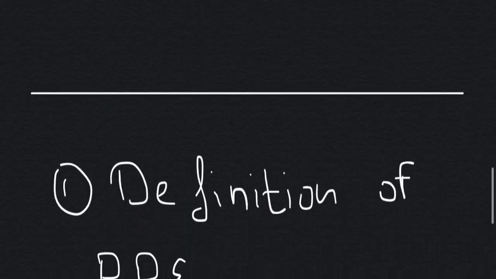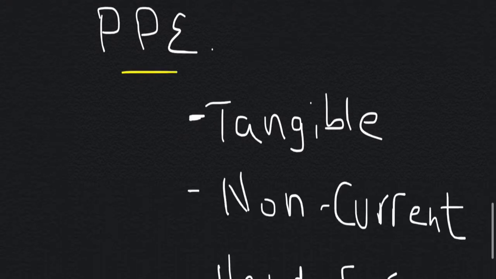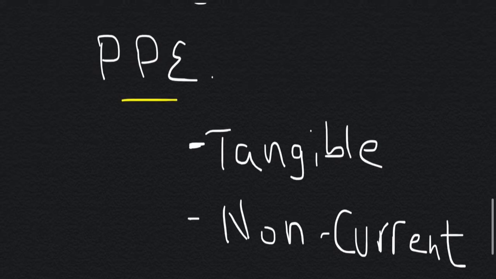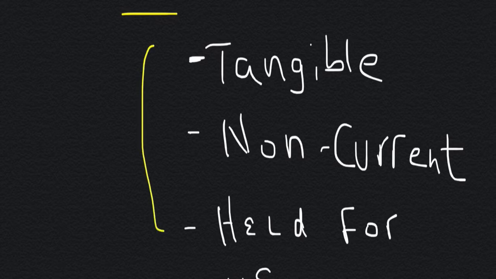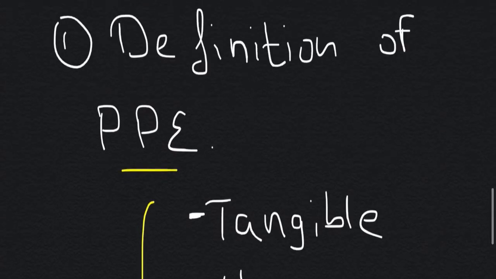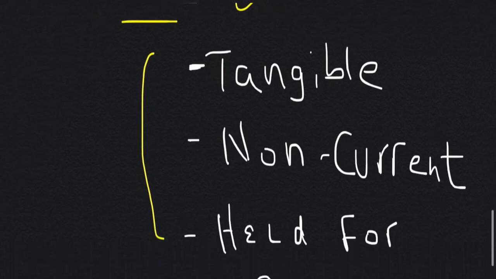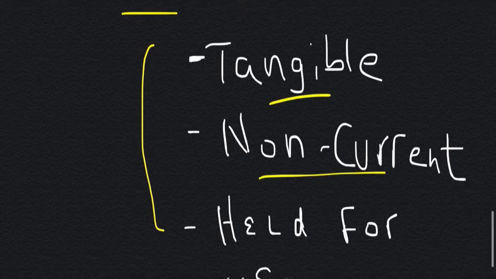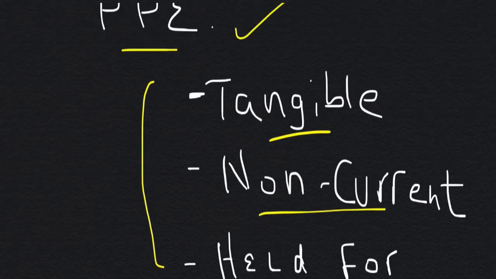Now the first point is the definition of property, plant and equipment. For this, we have further 3 points, so don't get confused. If these 3 points are fulfilled, then the definition of property, plant and equipment is complete. The first point is that an asset needs to be tangible, it must be non-current and it must be held for use. Now what does tangible mean?